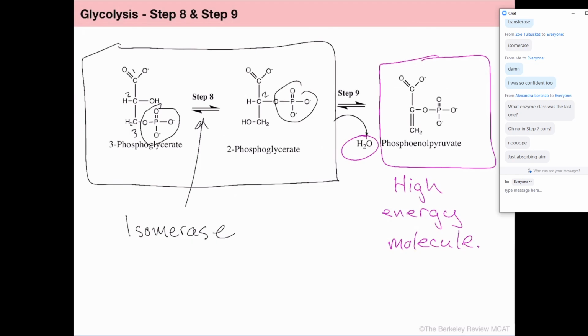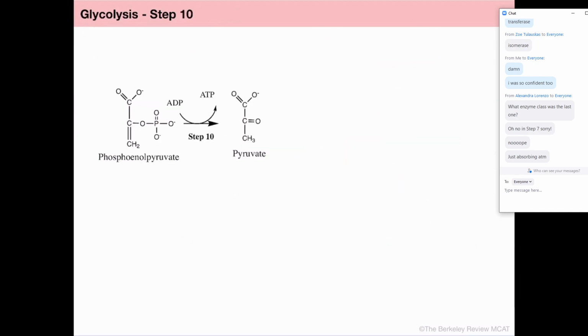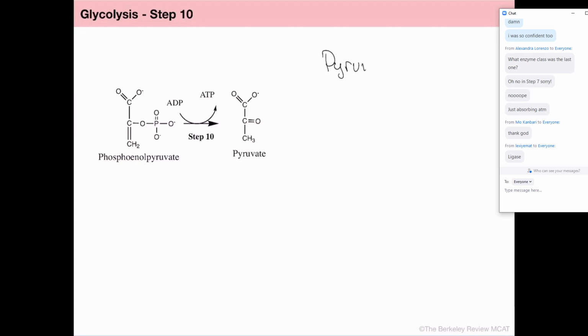Nice. Okay, step 10. This is the last one. Let's see if we can get this one. What enzyme class is this? Which is a transferase. So it's good to get them wrong now, right?